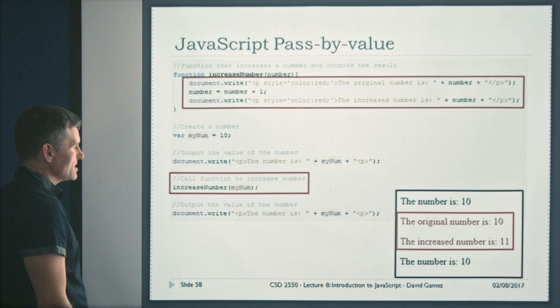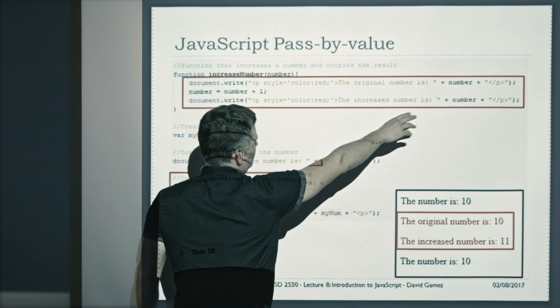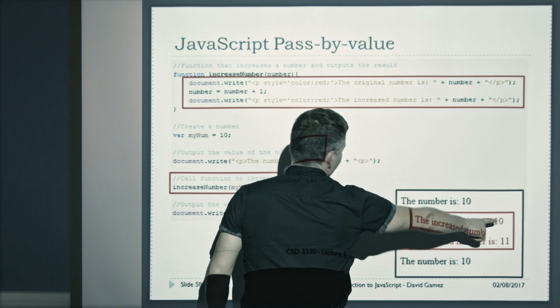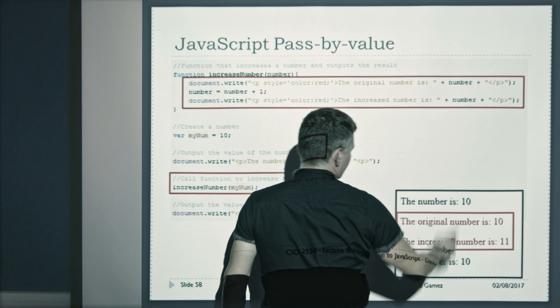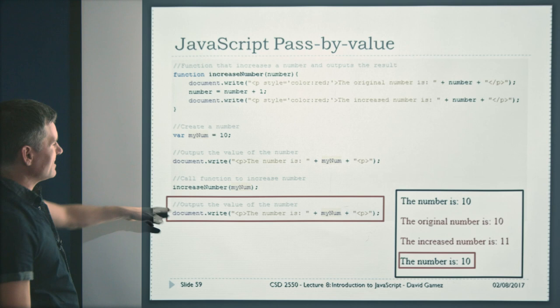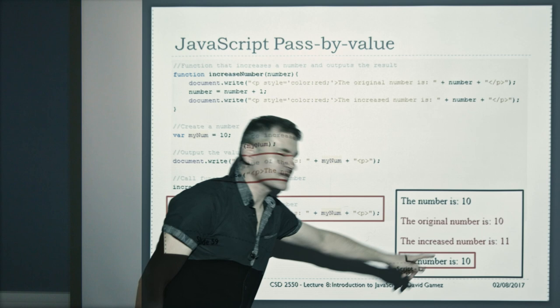Then we call the function to increase the number. The first thing it does is write out number. So whatever's been passed in here, it writes it out. And in this case, it says the original number is 10. Then it increases the number by 1. And then it outputs the value of the number. And it says the increased number is 11. And finally, at the end of it, we output the value of this variable now, and in this case it still says the number's 10.